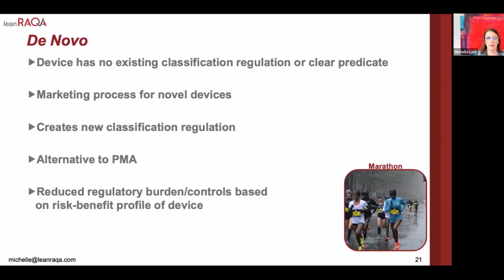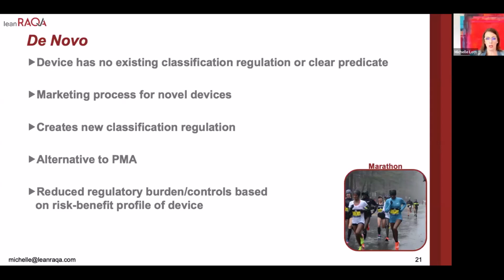This is the marketing act process for novel devices because you don't have a regulation or a clear predicate, and you can't make that substantial equivalence determination because of that. So at the end of a de novo, it creates a new classification regulation. So the de novo process can actually be really powerful if you understand that you get to recommend to FDA during the course of the de novo contents the special controls.